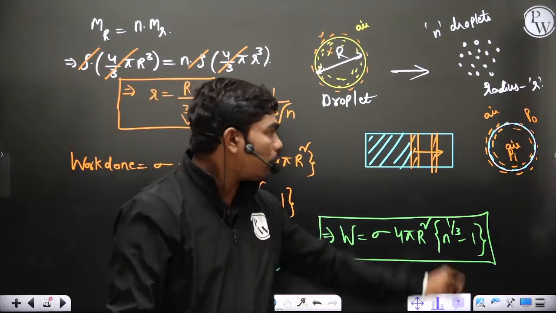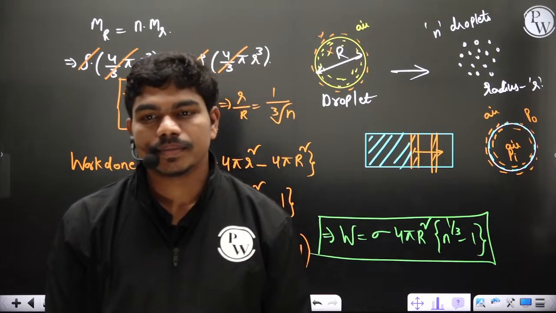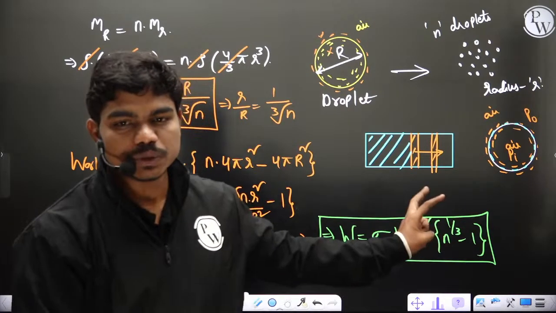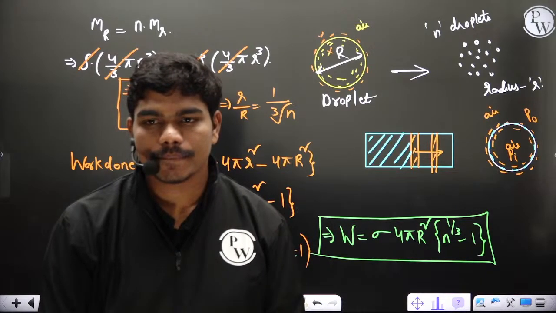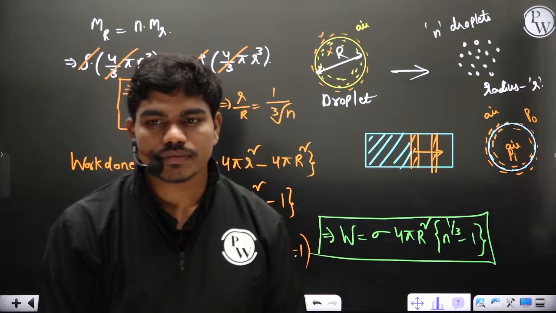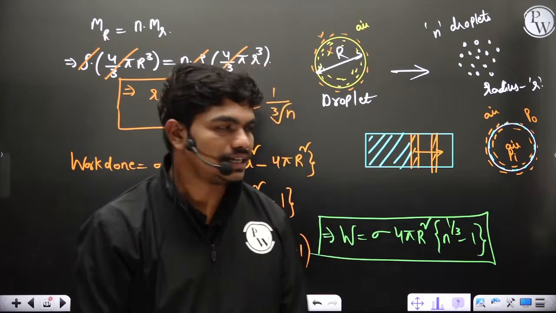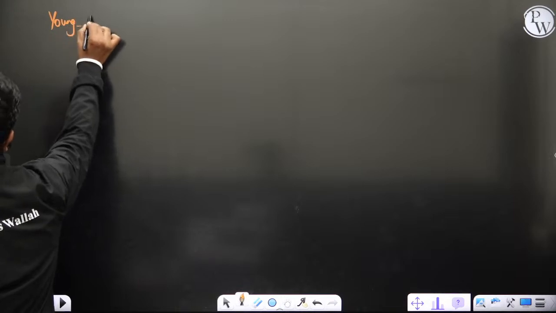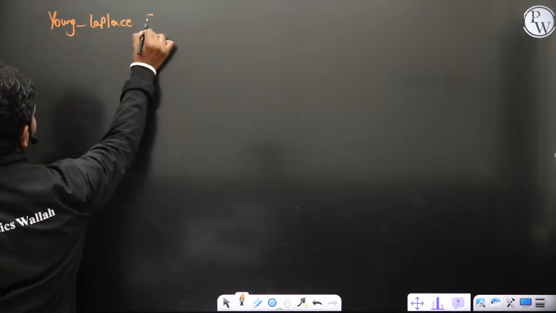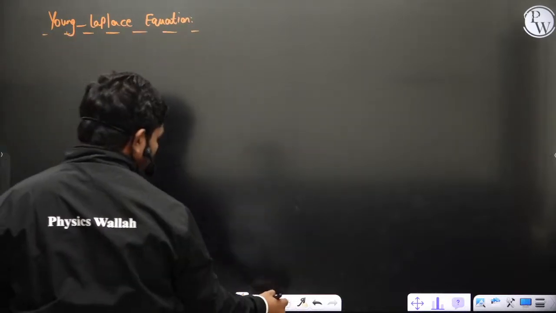So can anyone tell me out of these two which is high, Pi or Po? Pi is actually large, correct? So Pi is greater than Po. Now I just want to give you one equation, which is called the Young-Laplace equation, which you generally see. Right now I'm not deriving it, I'm just giving you the equation. We'll derive all these things when we go for some full course.